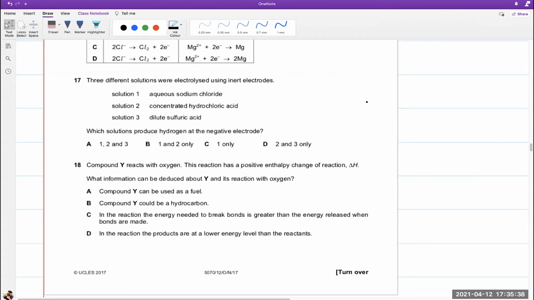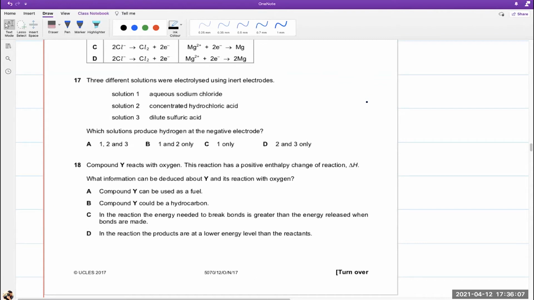All right, number 18. Compound Y reacts with oxygen. Okay. This reaction has a positive enthalpy change of reaction. ठीक है. This means that इसको अगर आपने ऑक्सीजन से रिएक्ट करना है, you have to supply energy. You can't use it to get energy out. So it can't be used as fuel, of course. It can't be a hydrocarbon because hydrocarbons are fuels.